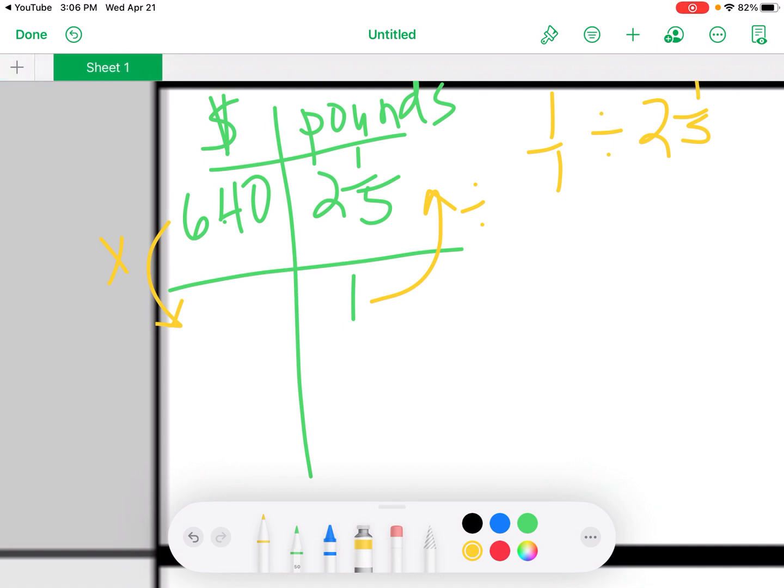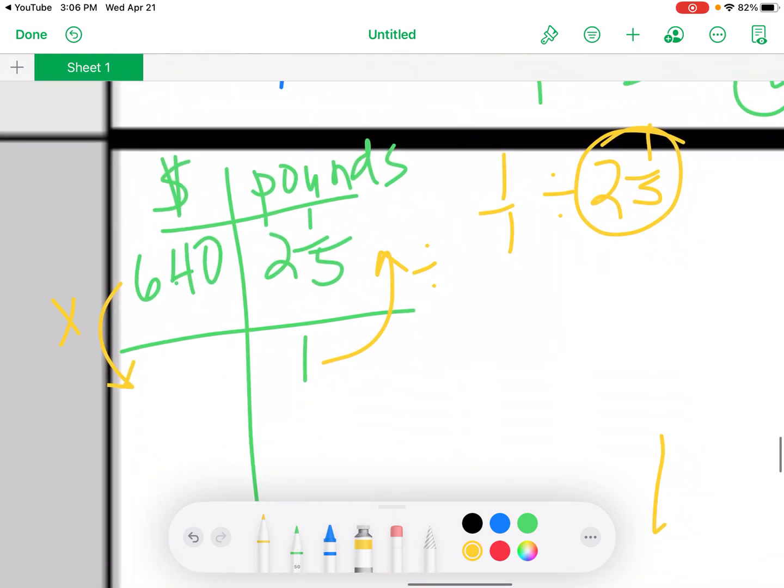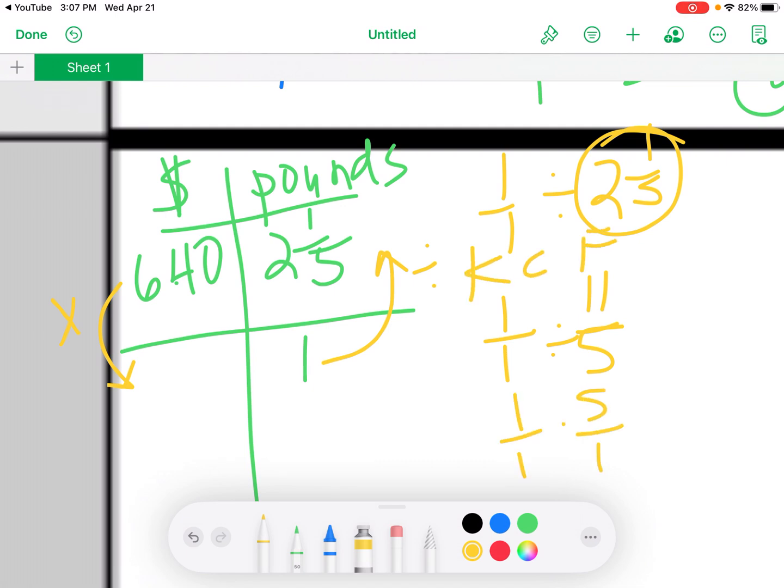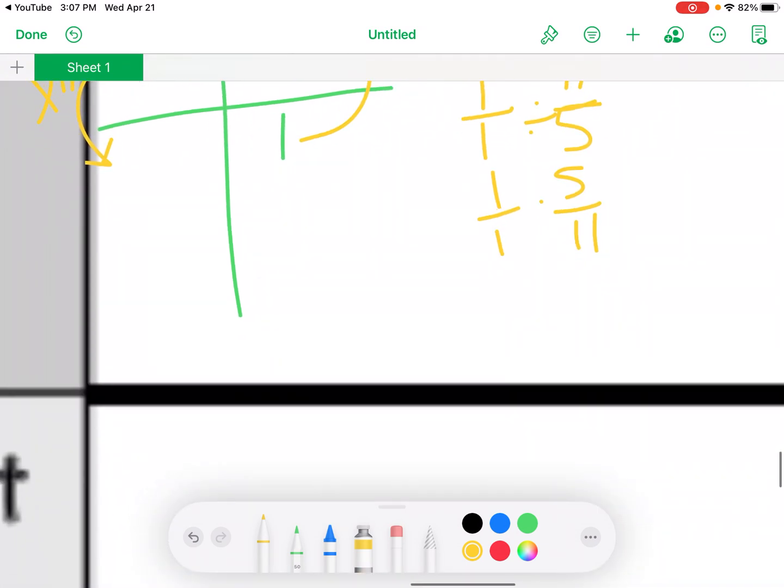I have to go around the world. 2 times 5 is 10, plus 1 is 11. So that's 1/1 divided by 11/5. Then I have to keep change flip. 1/1 times 5/11. So now I'm going to do $6.40 times 5/11.